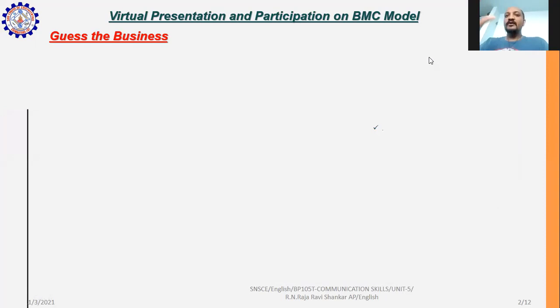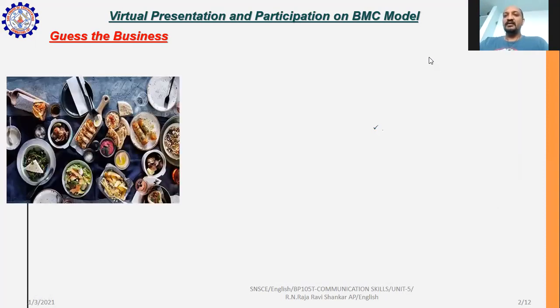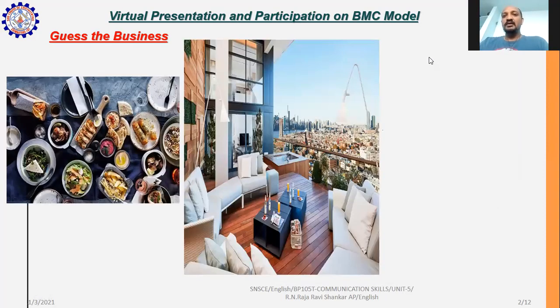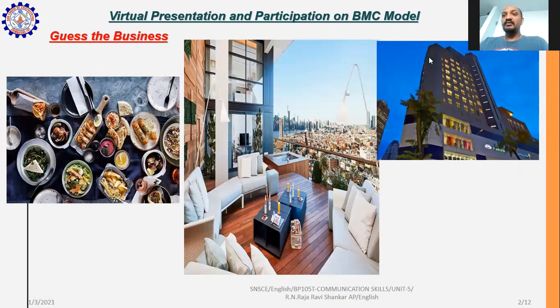Now I want you to guess the business. These are the clues: clue number one, clue number two, clue number three. What you see in the first photograph is multi cuisine. The second is, of course, a great view of the city, if you like cities. And the third one is what you can see.